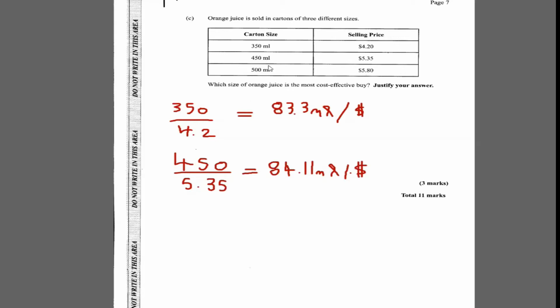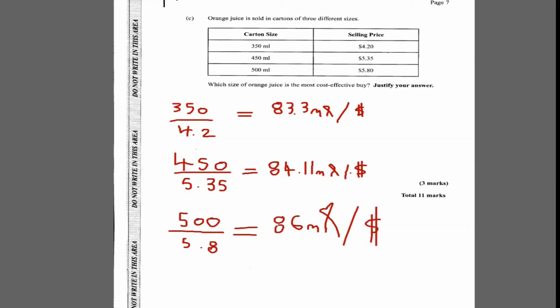All right, and then you have 500 milliliter for 5.80. So let's see, 500 milliliter divided by 5.8. When I work that out, how many milliliters is that going to be? I hope this one's the better buy. 500 divided by 5.8. This is 86 milliliter. 86 milliliter. And so therefore this one is the best buy because you get 86 milliliter per dollar. All right, and so the 500 milliliter carton is the best buy.